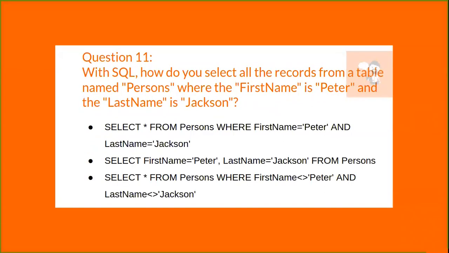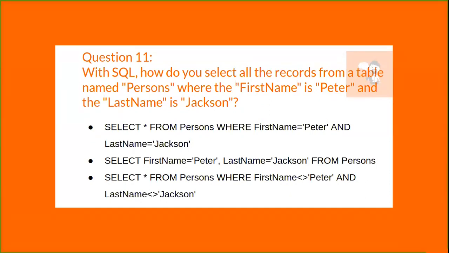Then we have question number 11. With SQL, how do you select all the records from a table named persons where the first name is Peter and the last name is Jackson? Let me repeat. With SQL, how do you select all the records from a table named persons where the first name is Peter and the last name is Jackson?